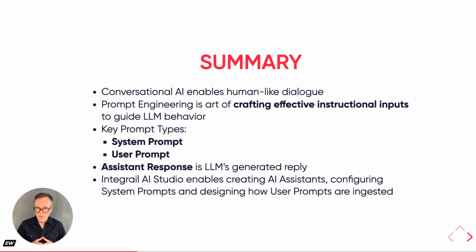To summarize this module on conversational AI and instructions basics, we've established that conversational AI aims to enable human-like dialogue. Prompt engineering is the critical skill of crafting effective instructional inputs to guide the LLM's behavior. We identified 2 key prompt types: the system prompt, defined by the AI creator for the entire conversation and prioritized by the LLM, and the user prompt, typically from the end user for the current conversational turn. The assistant response is the LLM's generated reply, influenced by both prompt types and the chat history.